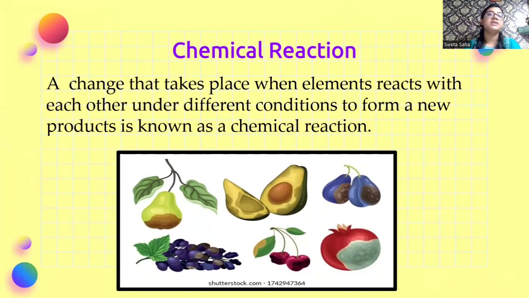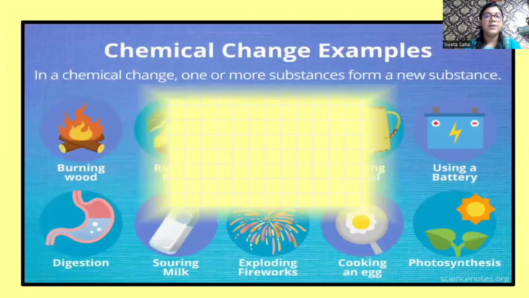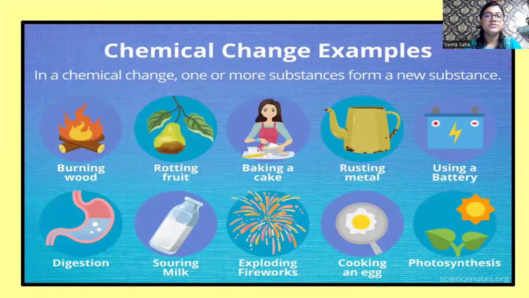Now the question comes to our mind: why are rotten fruits an example of a chemical reaction? Because once the fruits are rotten, they cannot go back to their previous state. There are lots of chemical reactions continuously happening around us. In the next slide, we will see some of them. They are burning of foods, baking a cake, rusting of metal, using a battery, digestion, fireworks, cooking an egg, photosynthesis, etc. These are examples of chemical reactions.